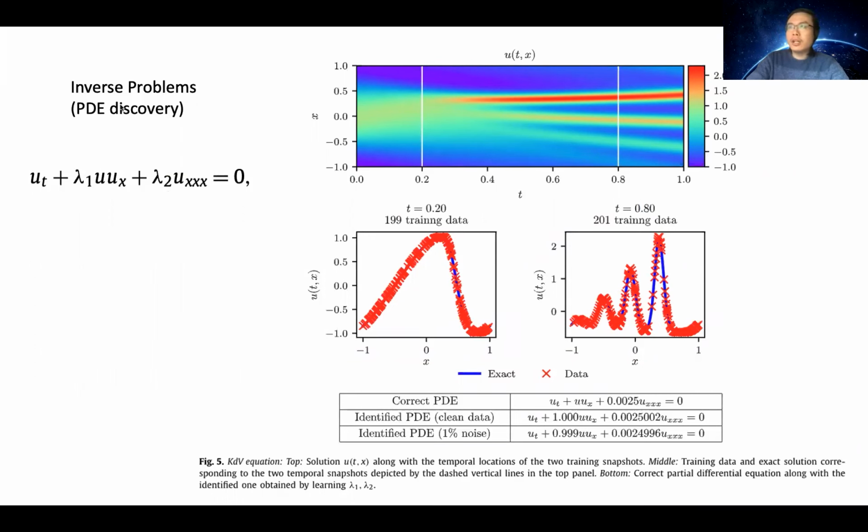So basically, to infer lambda 1 and lambda 2, we only need to set lambda 1 and lambda 2 both as trainable variables. So they are also part of the training, and then we can do exactly what we did in the forward problem, and then we can get lambda 1, lambda 2, and here is the result. With clean data, which means noiseless data, you can basically match the exact solution perfectly, but with some 1% noise, you can still have a decent result.